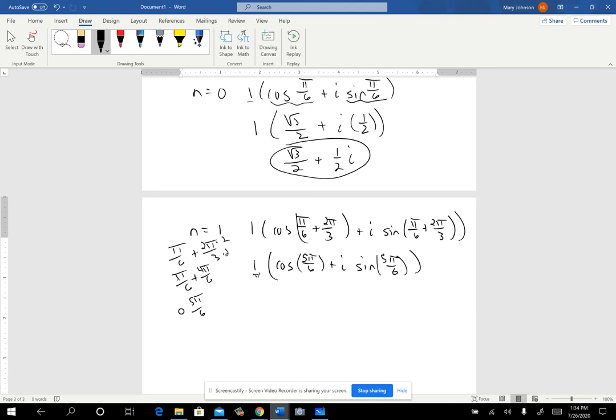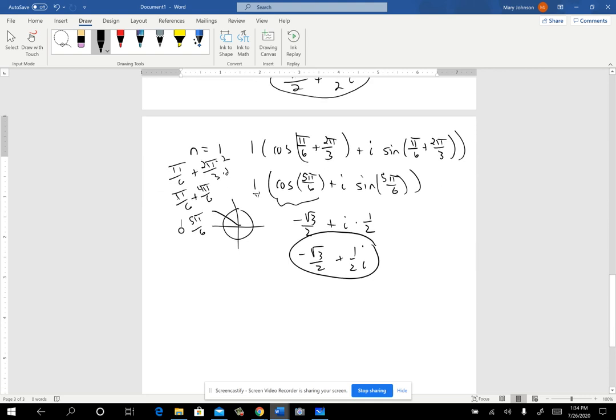And if I want the rectangular form, I have to do the cosine of 5 pi over 6. So I think about where that is. Okay, and so, on your unit circle, it's going to be right over there. And the cosine is going to be negative square root of 3 over 2, and the sine is still going to be a positive 1/2. So you have negative square root of 3 over 2 plus 1/2 I. So that's the second one.